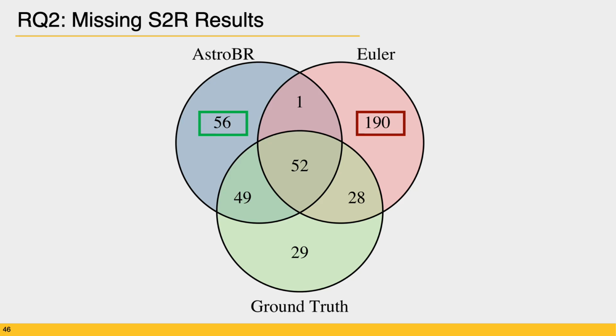We also investigated if the identified missing S2Rs are different compared to Euler. AstroBR generates fewer unnecessary missing S2Rs, that is 56, compared to Euler, which generates 190 missing S2Rs that AstroBR fails to generate. Moreover, AstroBR identified 49 missing S2Rs that Euler fails to identify, whereas Euler identified 28 such individual S2Rs that AstroBR fails to identify.